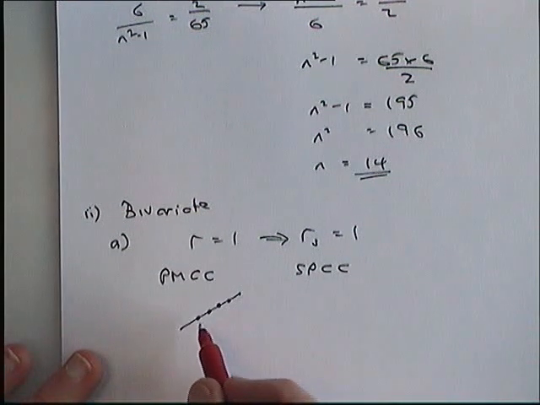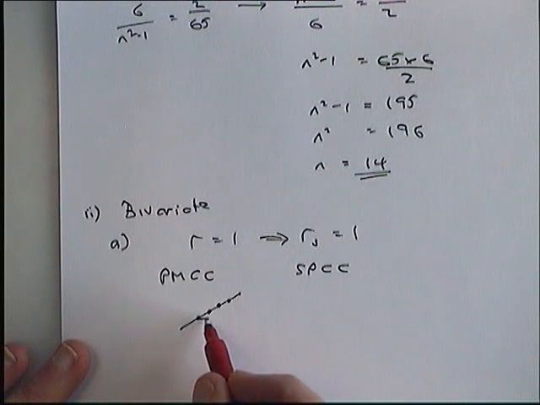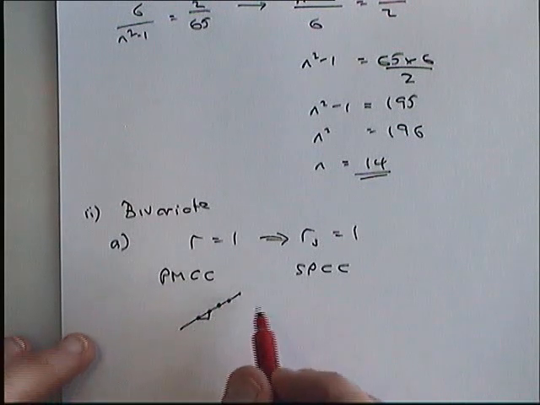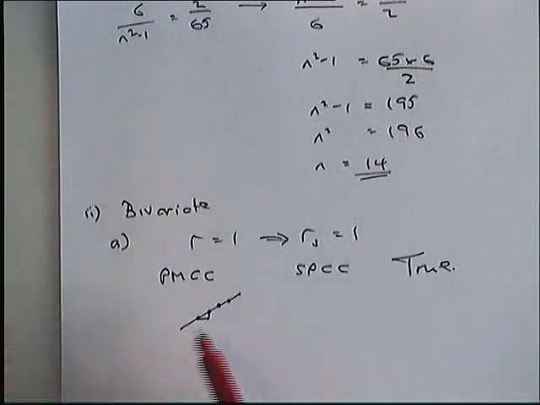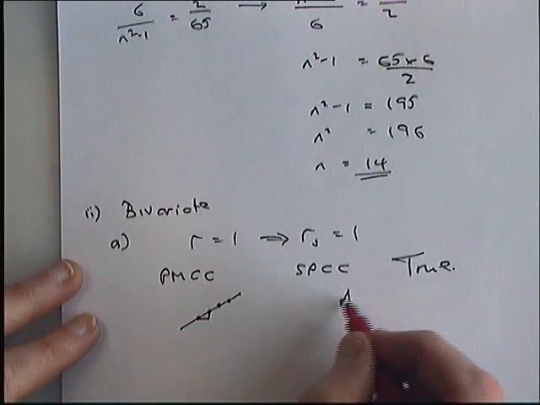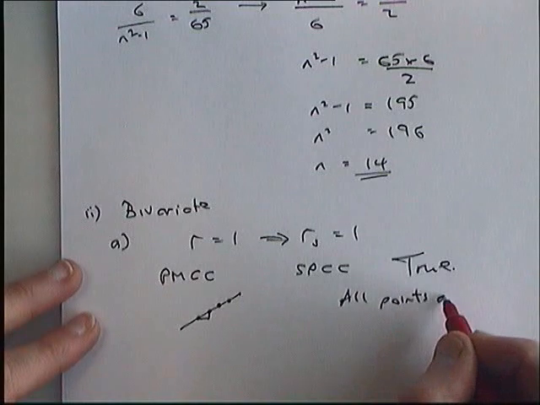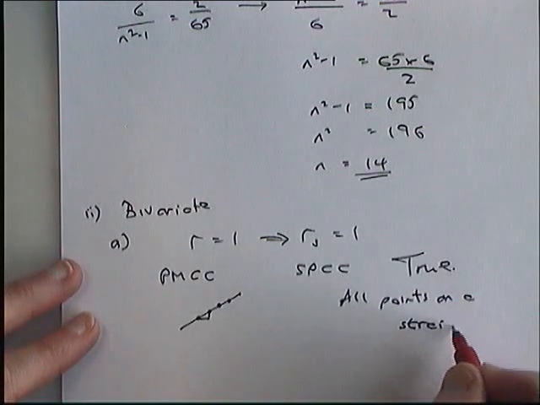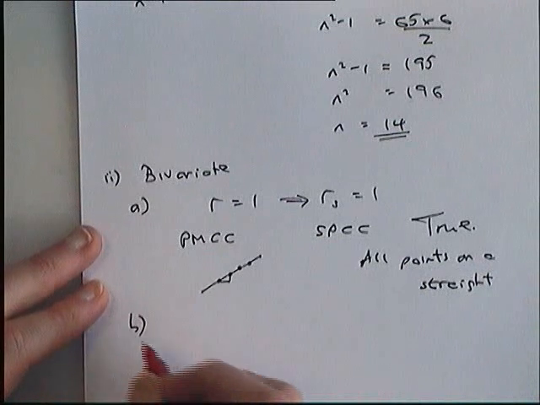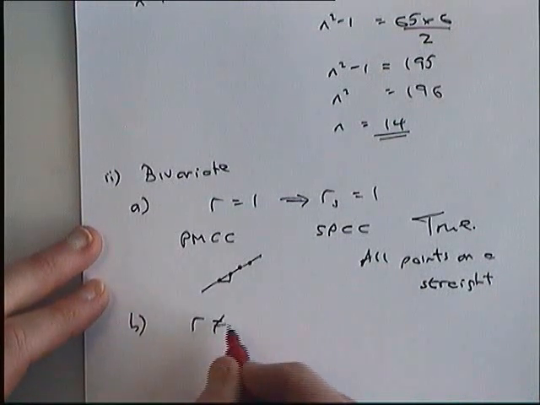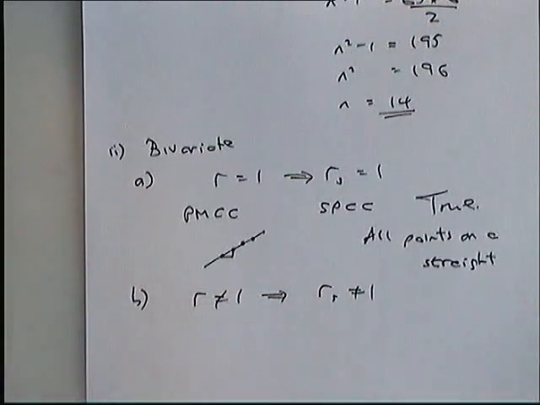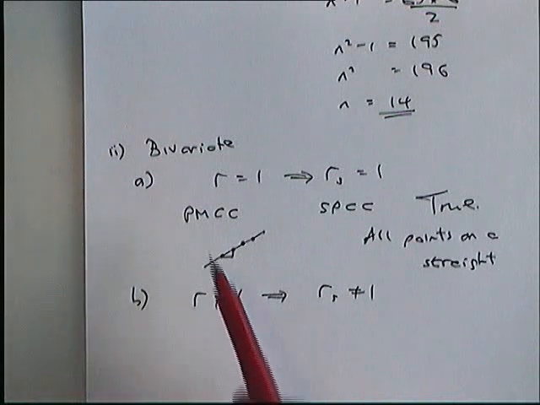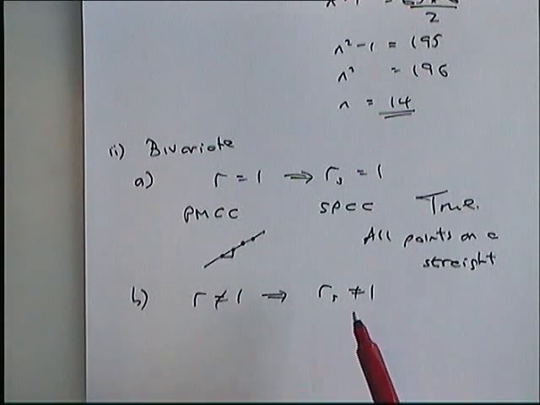It will be the same, because as one value gets bigger in the x direction, it also gets bigger in the y direction. It means basically the ranks will tie up. So that is true. It's true because all the points are on a straight line. Then the next part of the question, it's asking you something similar. It's saying if r does not equal 1, does that imply that rs does not equal 1? So that's saying if the product moment correlation coefficient isn't 1, does that imply that Spearman's rank correlation coefficient also isn't 1?